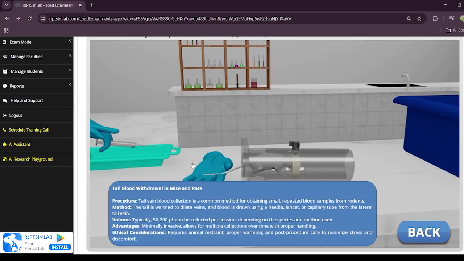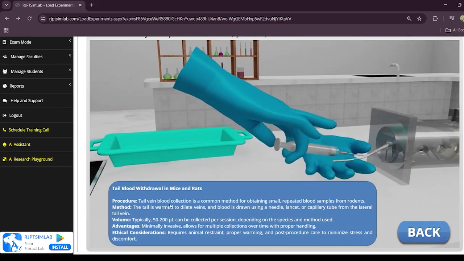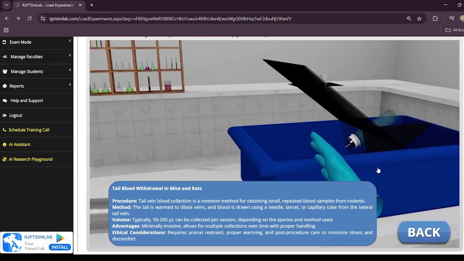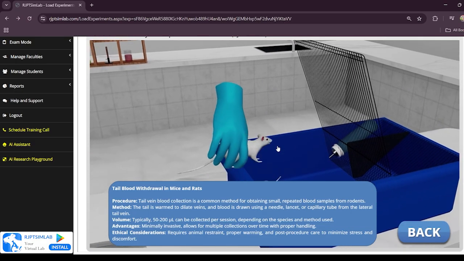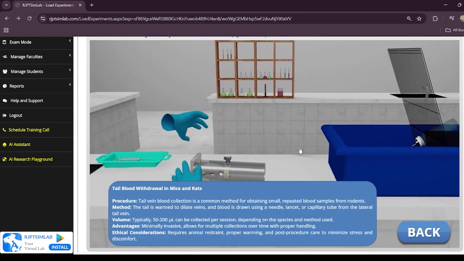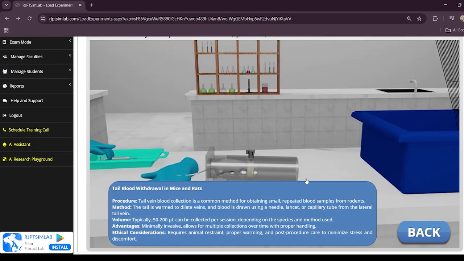The procedure of this experiment says that tail vein blood collection is a common method for obtaining small, repeated blood samples from the rodents. The statement says that this collection technique is very common and used for obtaining small amount of bloods. With this technique, we can attain small amount of bloods, but we can repeatedly perform this technique for the blood collection.